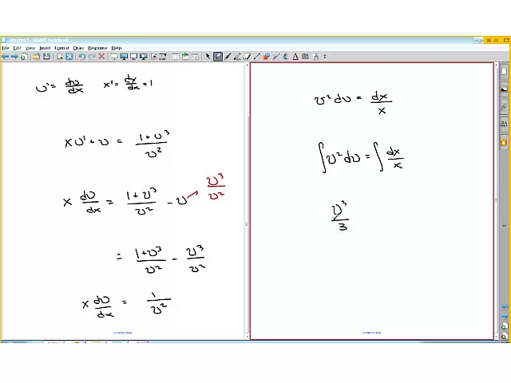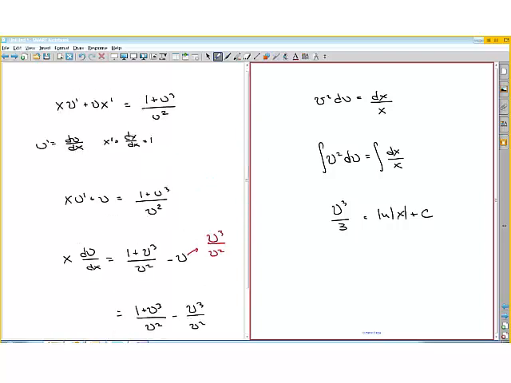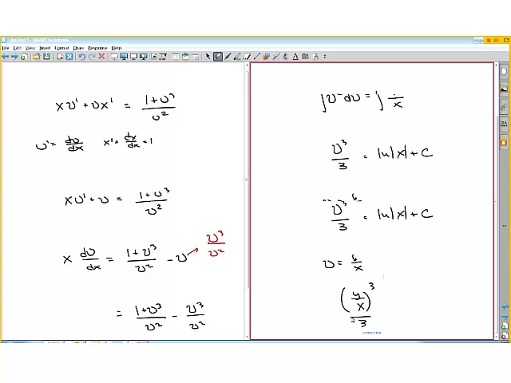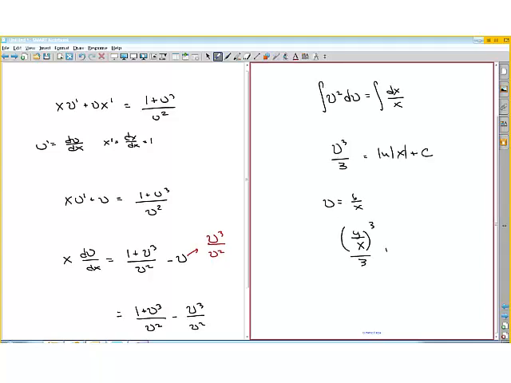Here we get mu cubed over 3 is equal to the natural log of the absolute value of x plus an arbitrary constant c. And then we make the substitution back again for mu, which was mu is equal to y over x. So what we get is y over x quantity cubed divided by 3, I'm just making the substitution in there, equals the natural log of the absolute value of x plus c.